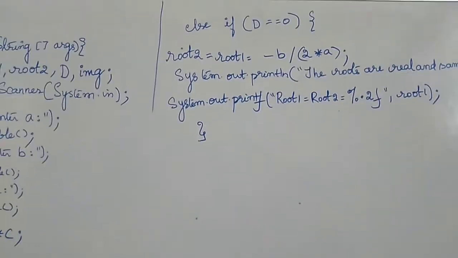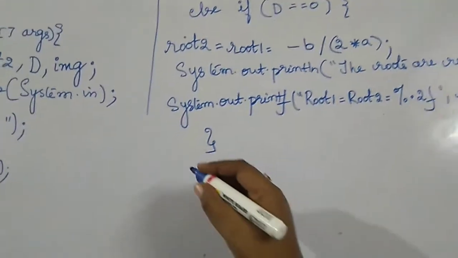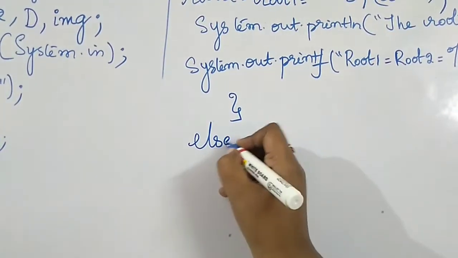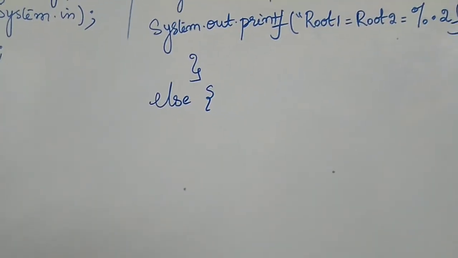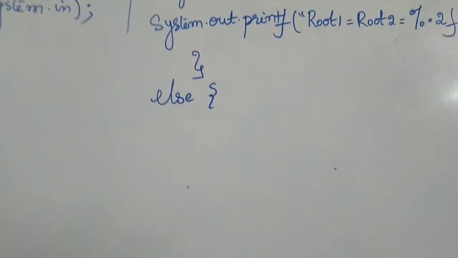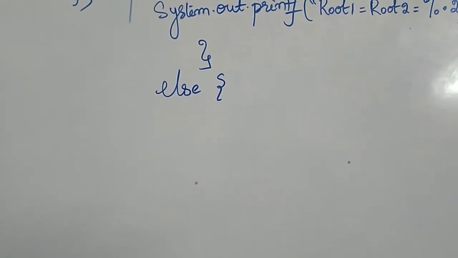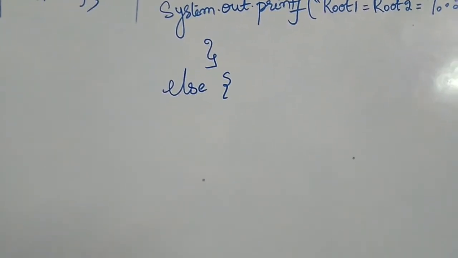Okay, so we'll see the third case. Since there is only one case left, I am writing an else here. So this else means that d is less than 0, so the value of d is negative over here. So let us see how to process it.